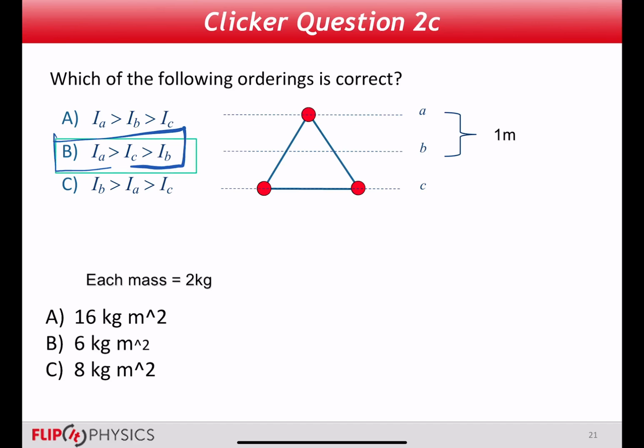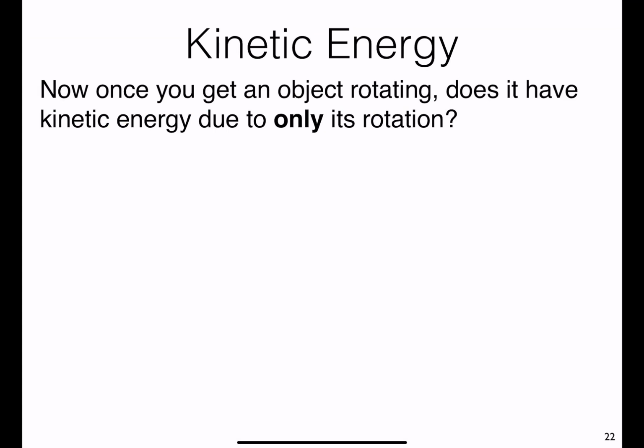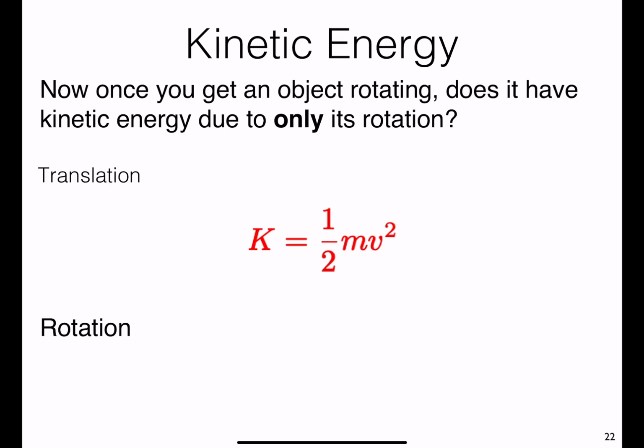Now, in terms of kinetic energy, when objects are rotating, they do not only have translational kinetic energy, they have rotational as well. So you would have to include rotational and translational. Translational K is 1/2 mv squared. Rotational is 1/2 I omega squared. I will be showing you the detail in the next video.